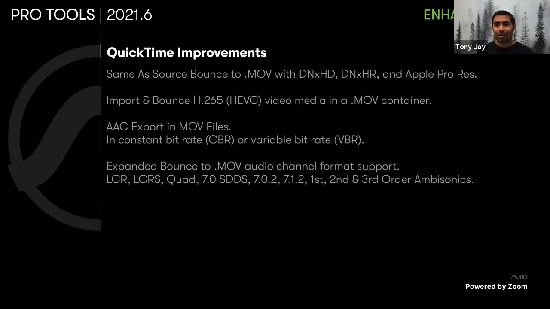In addition to all that cool stuff, we also made lots and lots of QuickTime improvements. Starting with 21.6, you can now do same as source bounce to .mov with DNxHD, DNxHR, and Apple ProRes. You can also import and bounce H.265 video media in a .mov container.